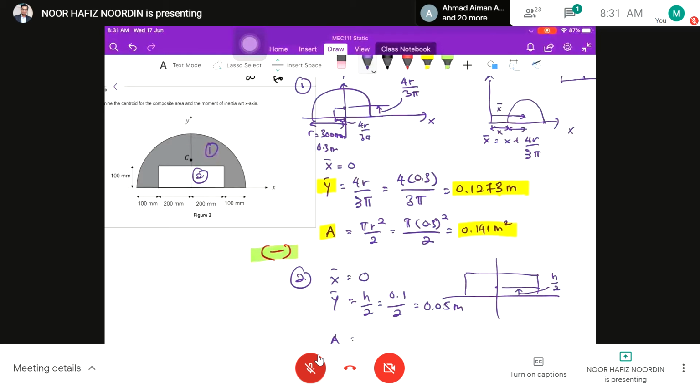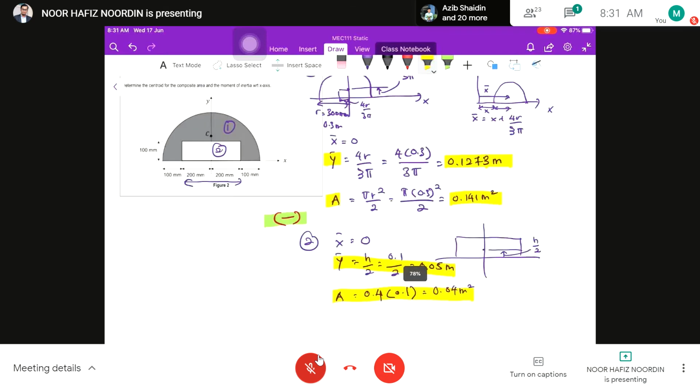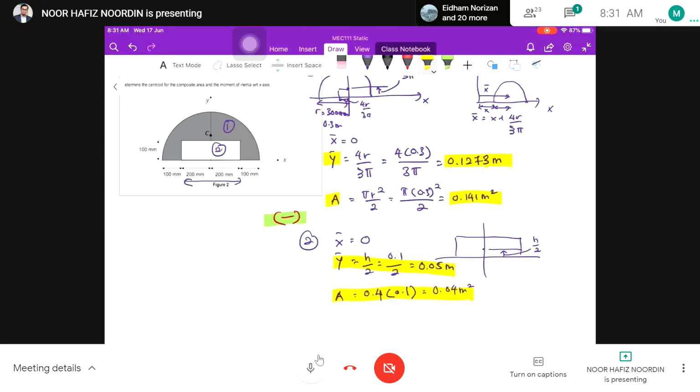Okay. And then for area, our base is 0.4. Ni kan? 200 mm plus 200 mm. So 400 mm, which is 0.4 meter times height 0.1. Alright, so 0.04 meter squared. Okay, faham tak? So far. Alright. So kita dah ada value of y bar and also the area.